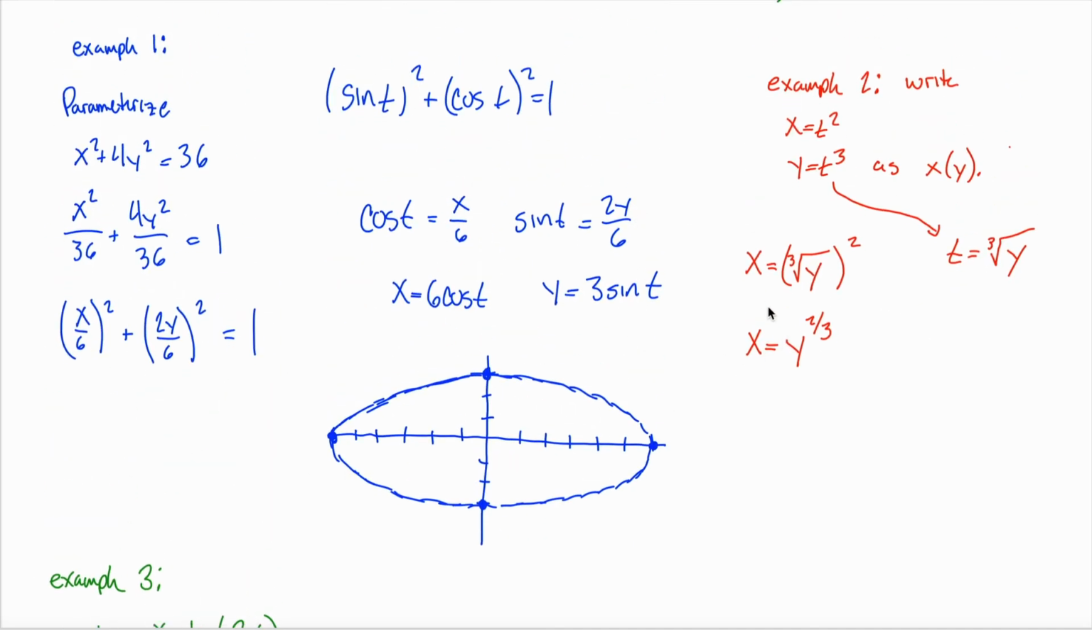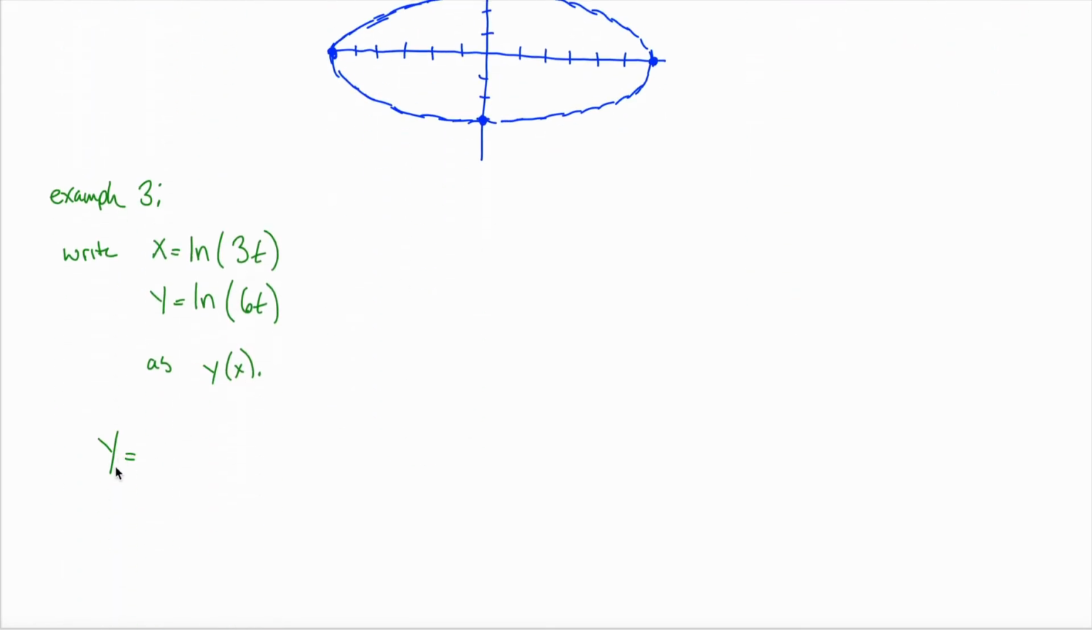Up here, when it was x equals something, my strategy was to take the other letter, y in this case, and solve that for t. So down here, where I want it to be y equals something, I'm going to take my other letter, x in this case, and solve this for t. But how do you solve x equals the natural log of 3t for t? Well, the answer is you have to be really good with logs and recognize that x equals the natural log of 3t in logarithmic form is the same as e to the x power equals 3t.